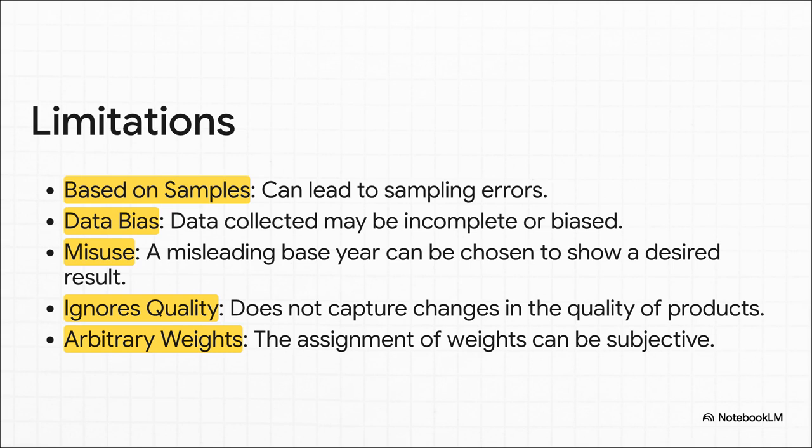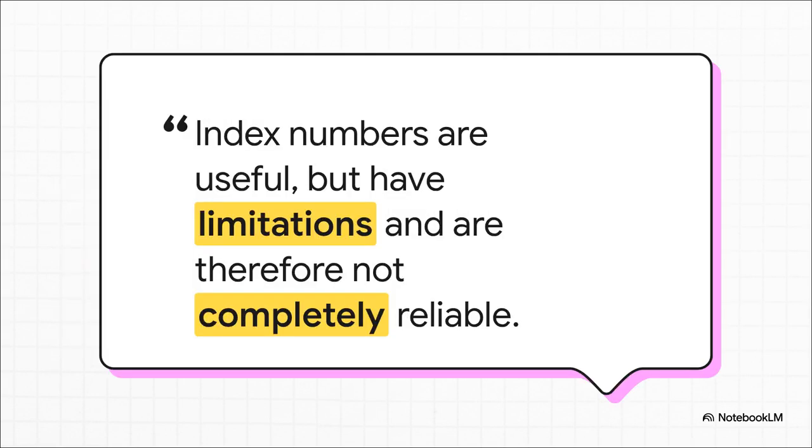And this is a huge one. They almost always ignore changes in quality. So if your new laptop is twice as fast but costs 20% more, the index just sees a price hike. And finally, deciding on those weights can sometimes be a little subjective. You know, one of our sources really hits the nail on the head here. It says that while index numbers are useful, their limitations mean they aren't completely reliable. And that's the perfect reminder to always look at these numbers with a critical eye.